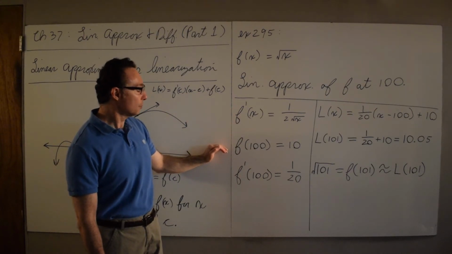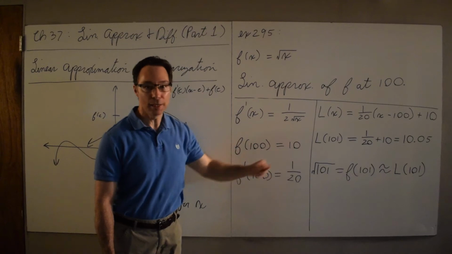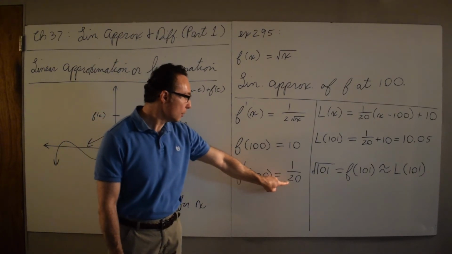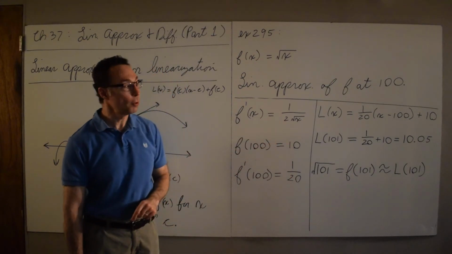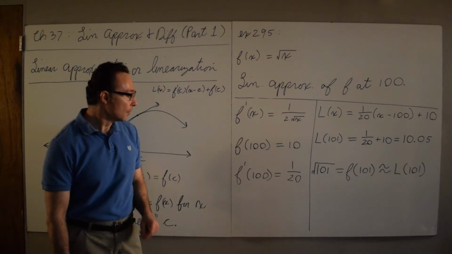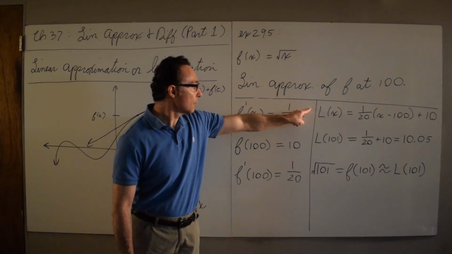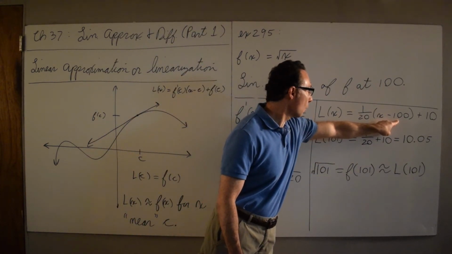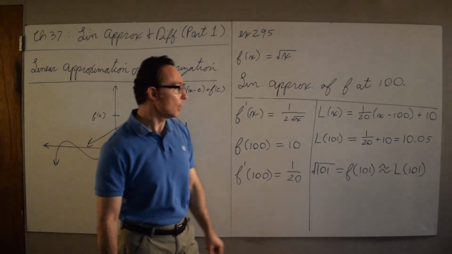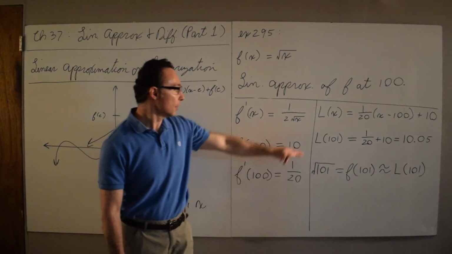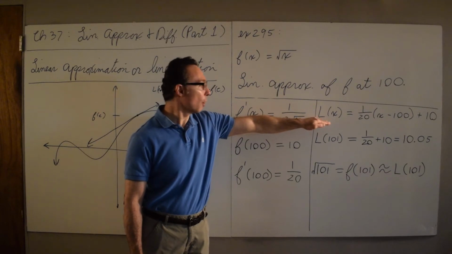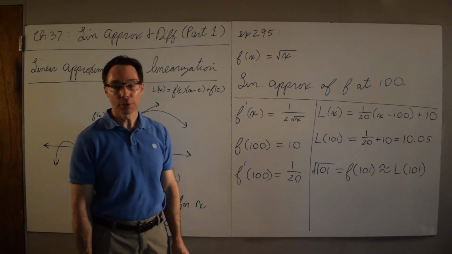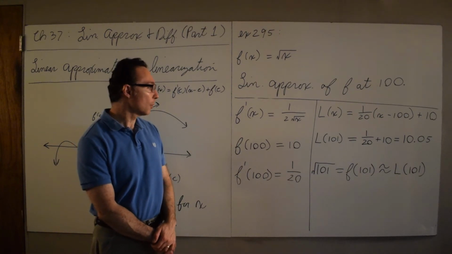F of 100 is 10. That's our y coordinate. F prime of 100 is 1/20. That's our slope. And so we write the linearization. We just have our slope, x minus the x coordinate, plus the function value of the x coordinate. So this is our linearization, or our linear approximation, right here. We're going to use that to approximate the square root of 101.